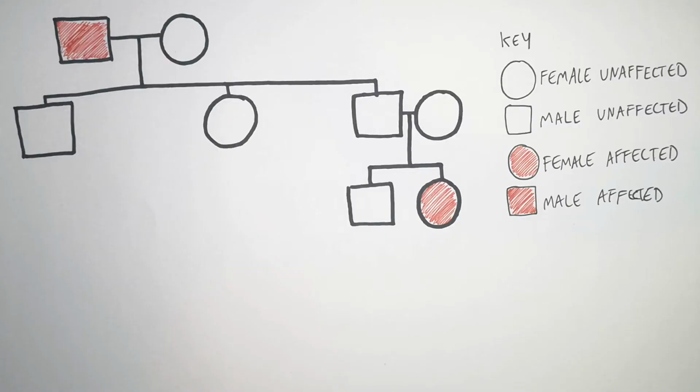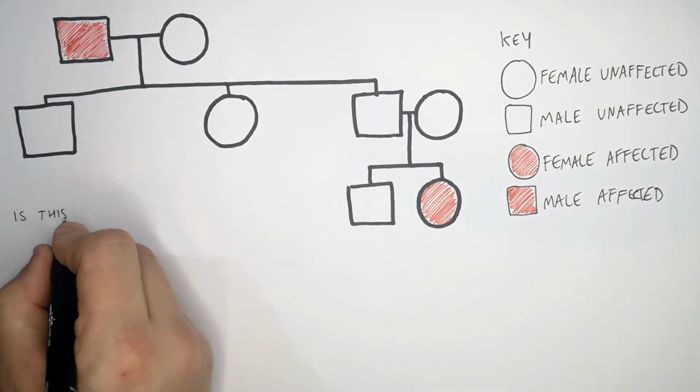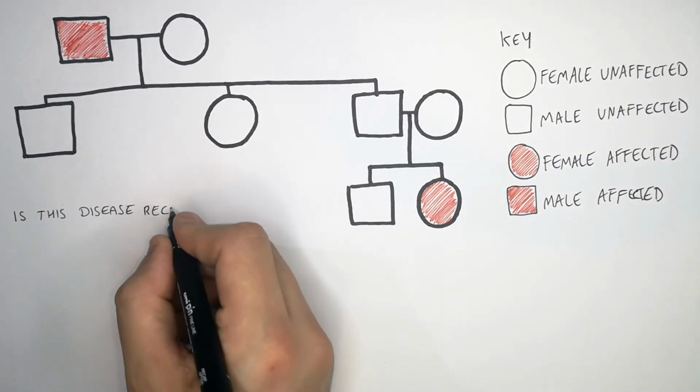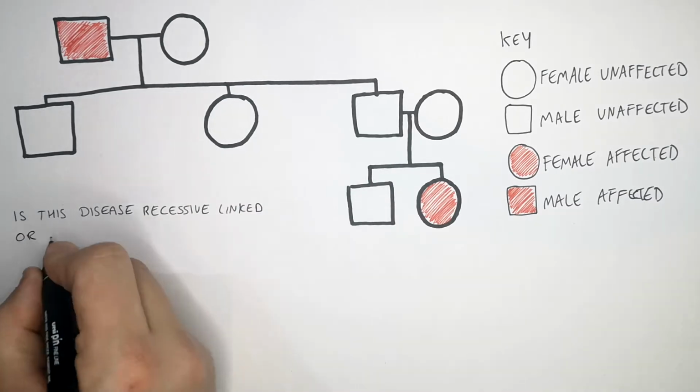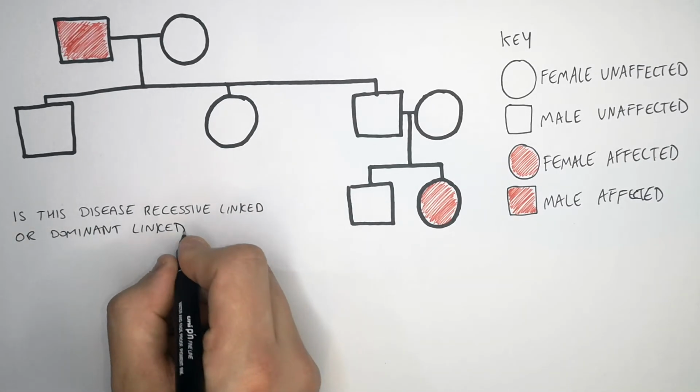A pedigree chart is a diagram that shows the occurrence of phenotypes of a particular gene in a family tree, and it follows the gene's inheritance from one generation to the next. A question you could be asked is to determine whether or not this disease in this pedigree chart is recessive linked or is it dominant linked.